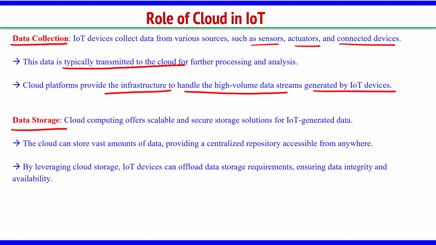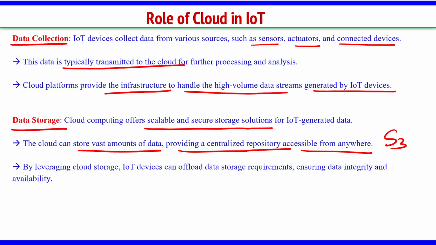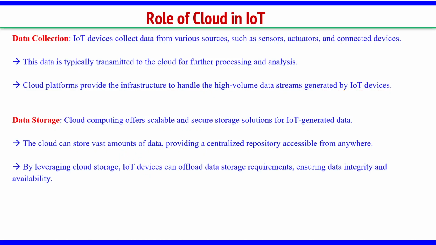Next, storage. Data is being generated continuously, and I want to store that data. Scalable and secure storage solutions for IoT are provided by the cloud. The cloud can store a vast amount of data, providing a centralized repository accessible from anywhere, like an S3 bucket. Wherever you are, whatever data is being generated can be stored in the S3 bucket, because the cloud provides that much facilities and infrastructure to store that data.